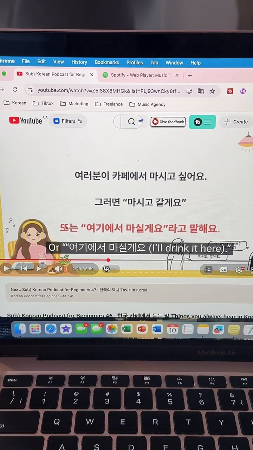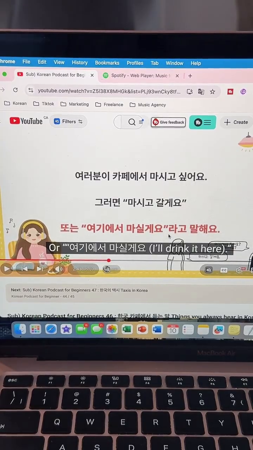So we have here, moreover, once more, or you can say, okay, you can speak, I will be drinking it here. Okay, so you can also say that. Both of them could work. 마시고 갈게요, or 여기에서 마실게요. I will be drinking it here, or I will be drinking and going. Okay, so those would be the 2 sentences that you want to use if you want to say that you will be drinking your coffee inside the location.